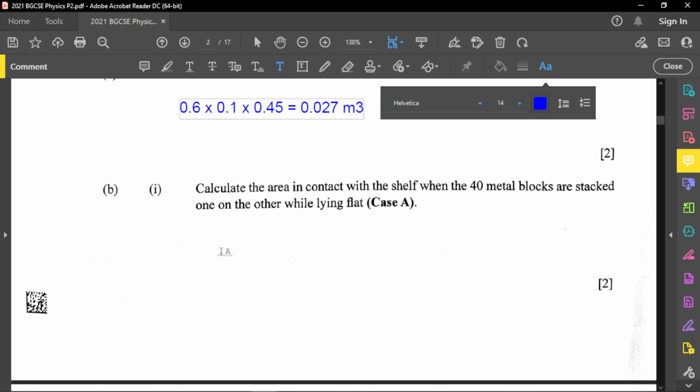So it will be 0.45 multiplied by 0.6, and the area of contact will be 0.27 meters squared. That's the area of contact in case 1, in case A.